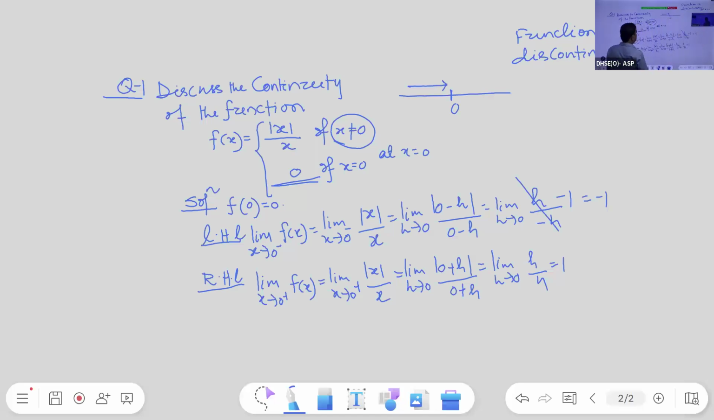Is it clear to you? Let me know through the chat box. Write in the chat box whether it is clear to you. Quick, note it down.